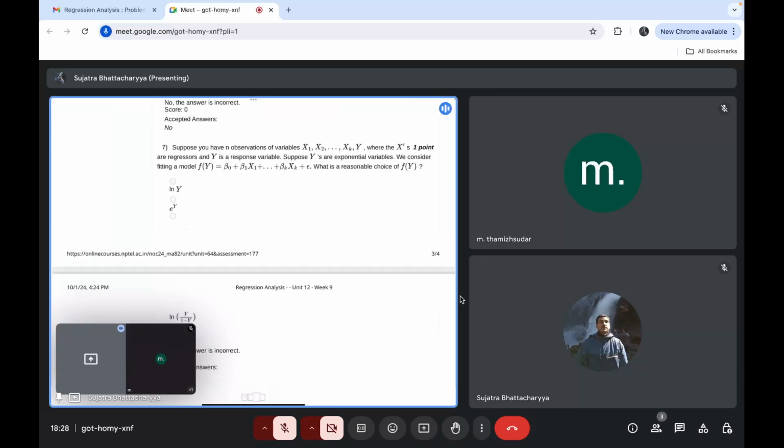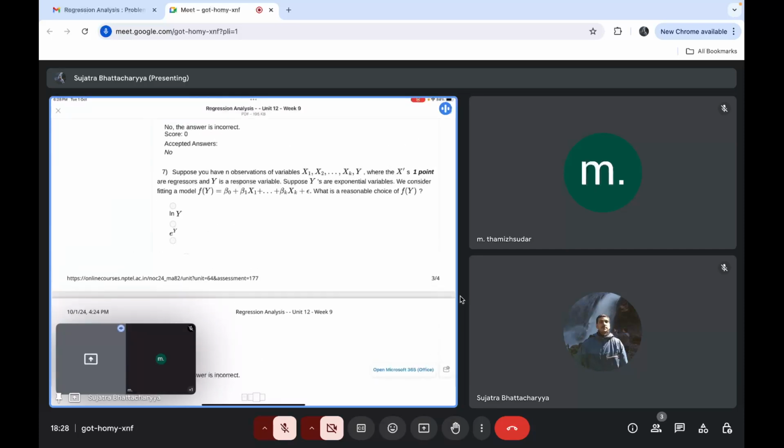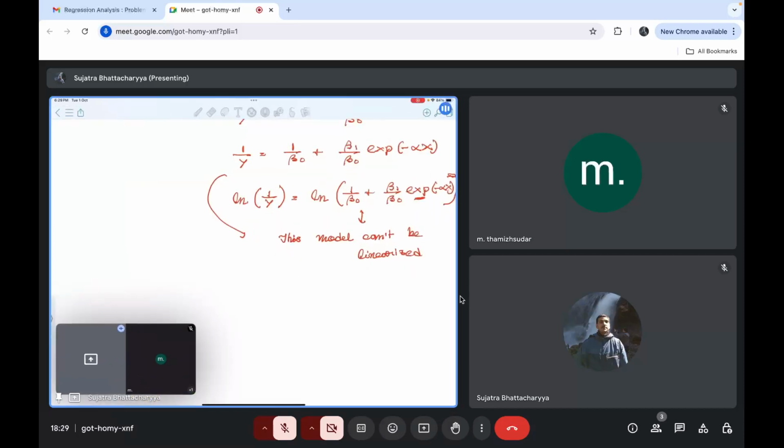Suppose you have n observations and there are many variables. Suppose the y's are exponential variables. We consider fitting of this model. What is the reasonable choice of f of y? Okay, we know this. This is very simple.